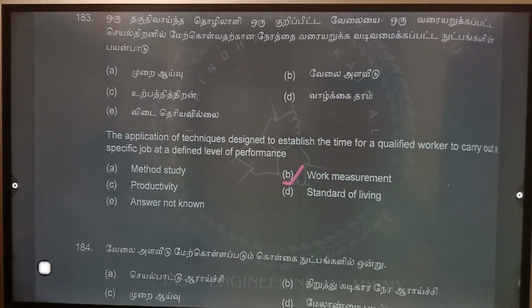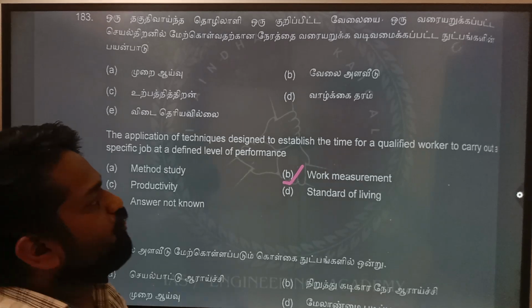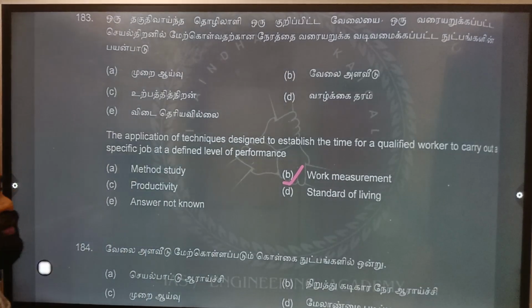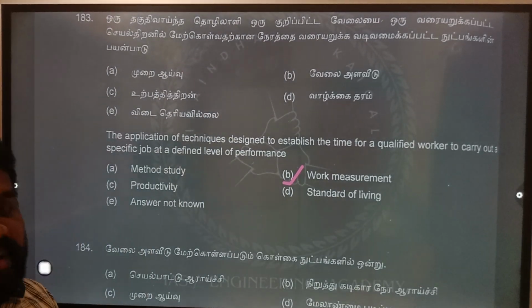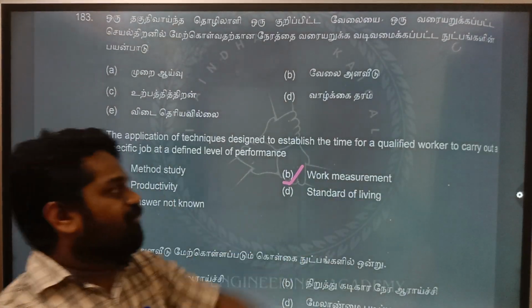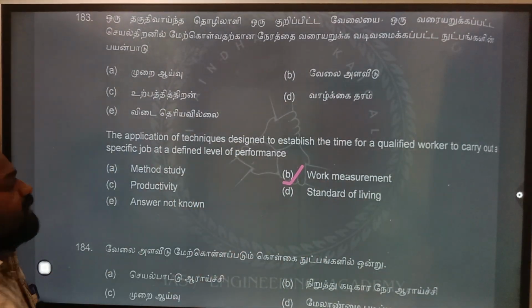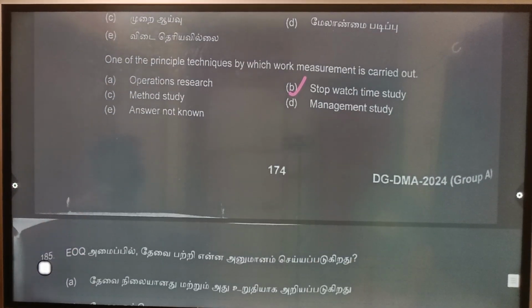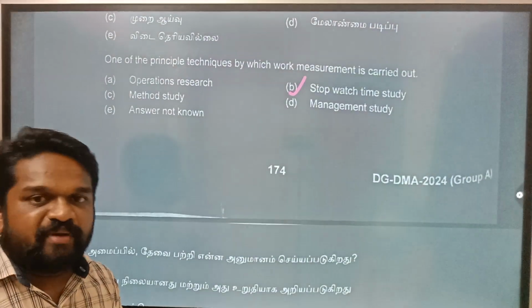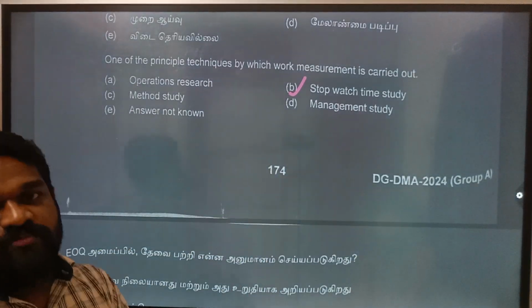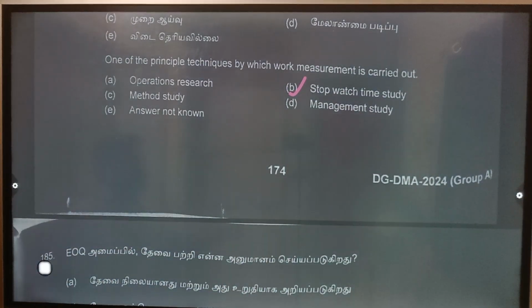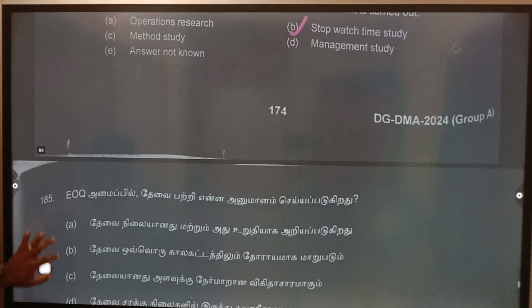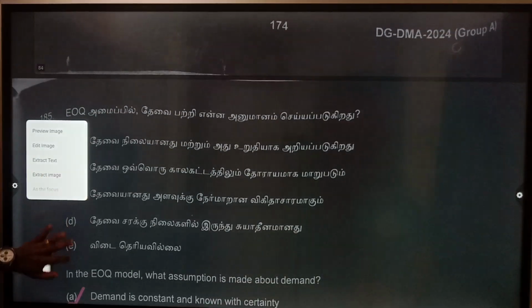183. The application techniques used to establish a time for a qualified worker. So that is time study. Time study is also called work measurement. So the answer is B. 184. One of the principal techniques by which work measurement is done is stopwatch time study. You can use a stopwatch and note the time. So stopwatch time study.